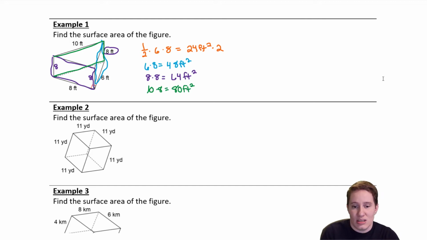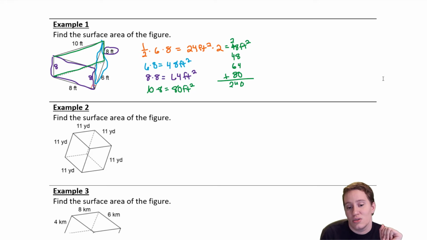So then we need to add these things together. 24 feet squared times 2, that's 48 feet squared. So we got 48 plus 64 plus 80. So add our ones together. 8 plus 8 is 16, plus 4 is 20, plus 0 is still 20. And then we've got 4 plus 6 is 10. 2 plus 8 is 10, so that's 20. And then we've got another 4, so that's 24. So 240 feet squared.